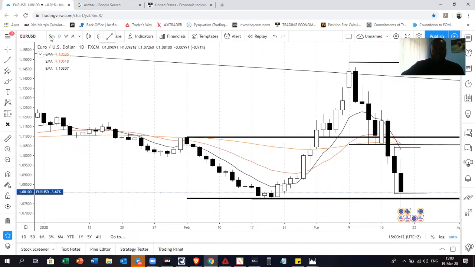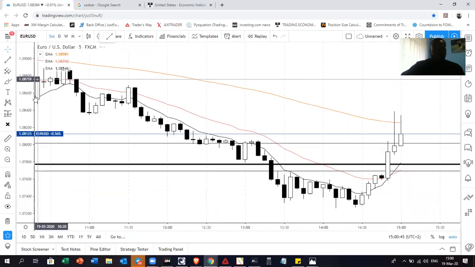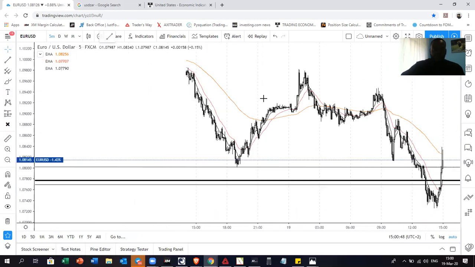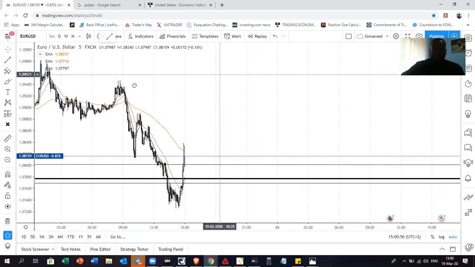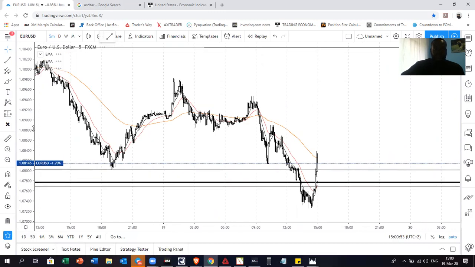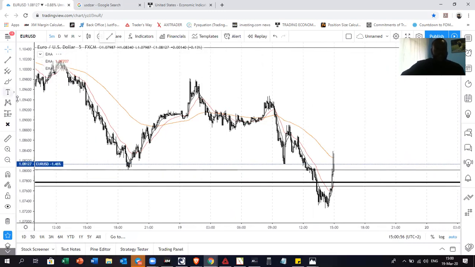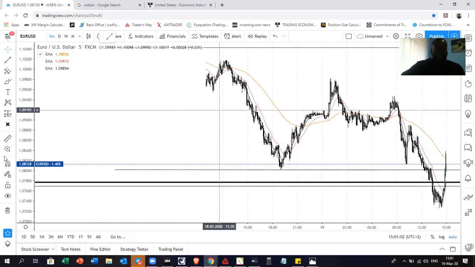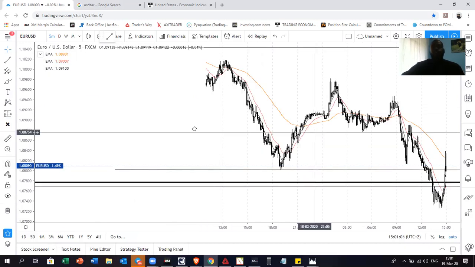But I do look at the 5 minute. So this is what's happening right now. We are seeing price retrace, but I'm on the 5 already knowing that this thing is bearish.